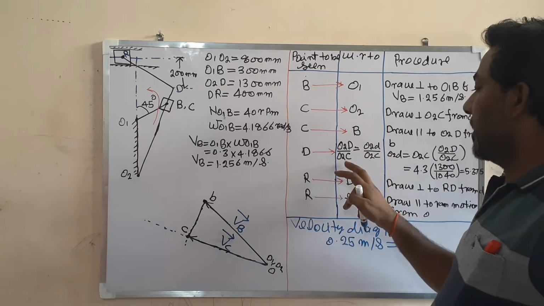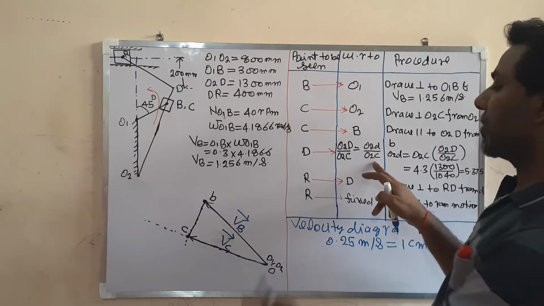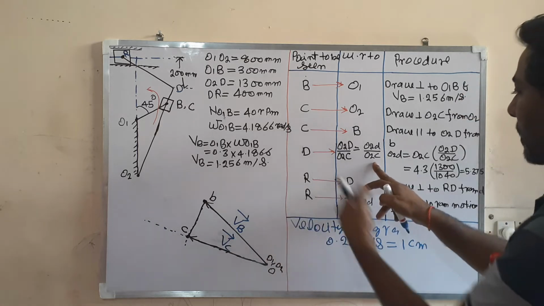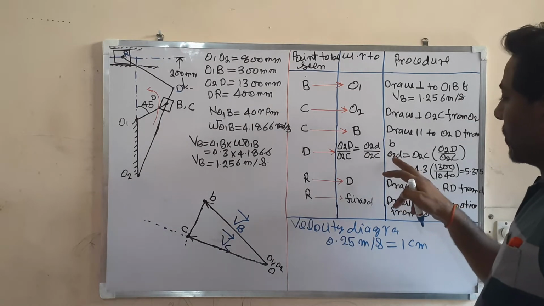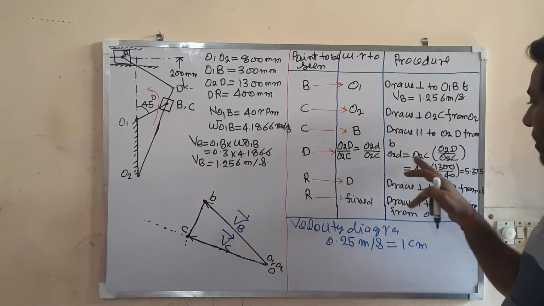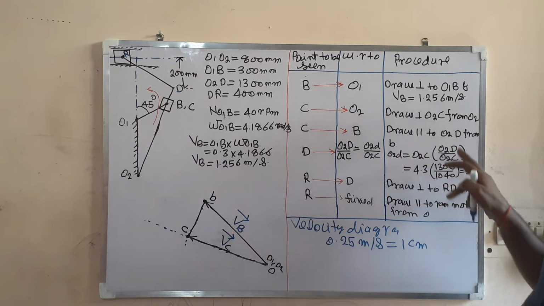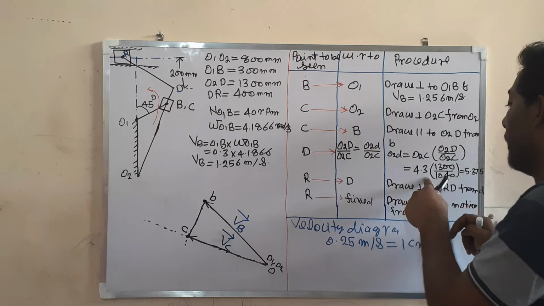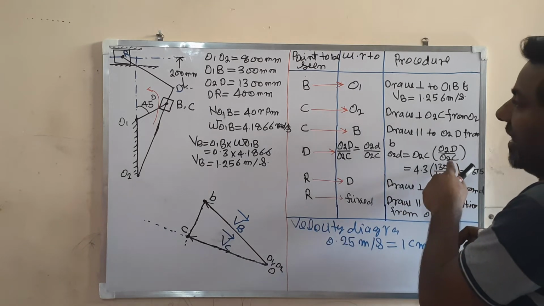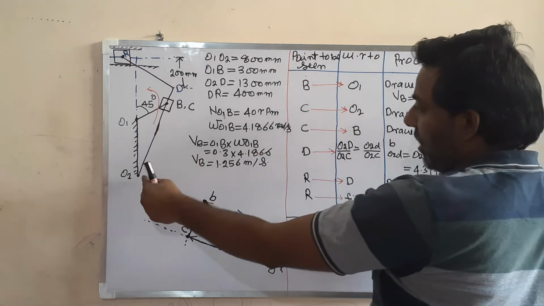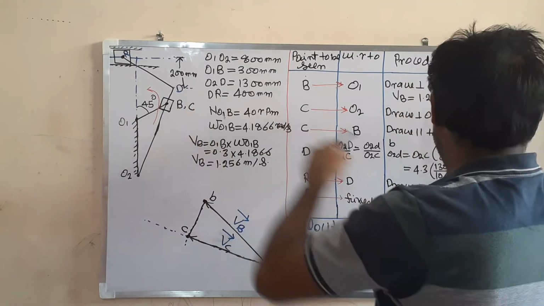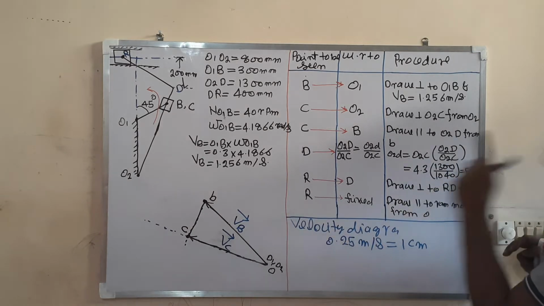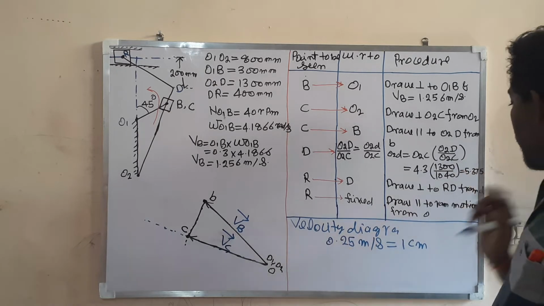So O2D, O2C, you know. This O2C can be measured. You can know the value by measurement because you have drawn the velocity diagram. So from here, O2D divided by O2C. From measurement you know that in my scale this is 4.3. O2D is 1300 and this O2C, not given but by measurement, you are getting 1040. So finally O2D is equal to 5.375. Okay, so O2D is 5.375.